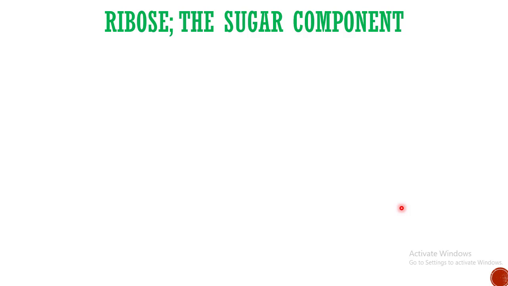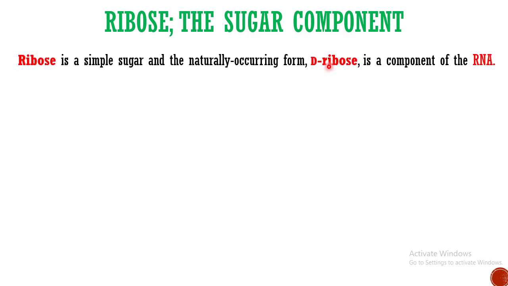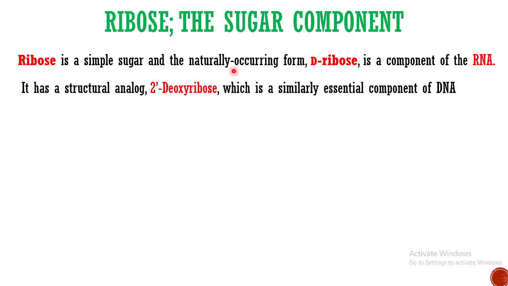The second component of the nucleotide is the ribose, which is the sugar component. If you talk about the sugar component, a ribose is a simple sugar, and the naturally occurring form is known as D-ribose, and this D-ribose is a component of RNA, a specialized type of nucleic acid. Now this ribose has a structural analog which is known as 2' deoxyribose, and this 2' deoxyribose is an essential component of DNA.